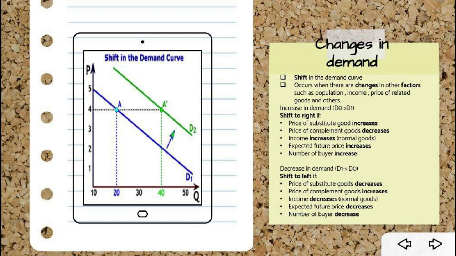the number of buyers increases. For a decrease in demand, the graph will shift to the left if the price of a substitute good decreases, the price of a complement good increases, income decreases for normal goods, expected future price decreases, or the number of buyers decreases.